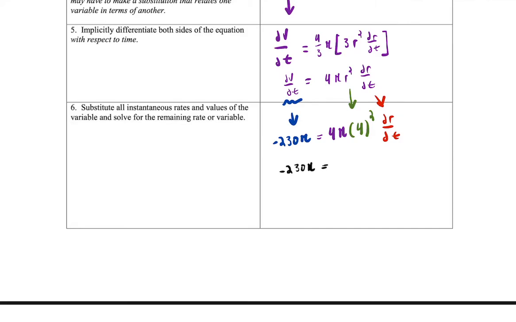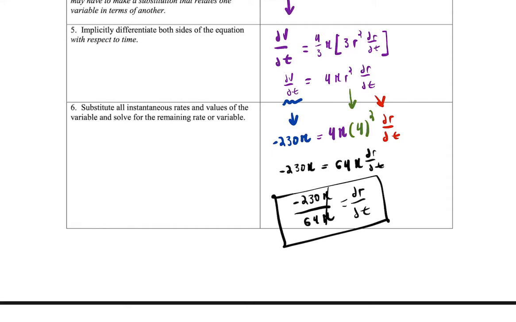Negative 230 pi is equal to 4 times 16, which is going to be 64 pi dr/dt. So negative 230 pi over 64 pi. Whatever negative 230 divided by 64 is, that is going to be the rate of change of the radius with respect to time. And so to recap, if we know how fast the air is leaking out of the balloon, we can now say how fast its radius is shrinking given a starting radius. So that's pretty cool. Now we can start to relate these concepts from the physical world.